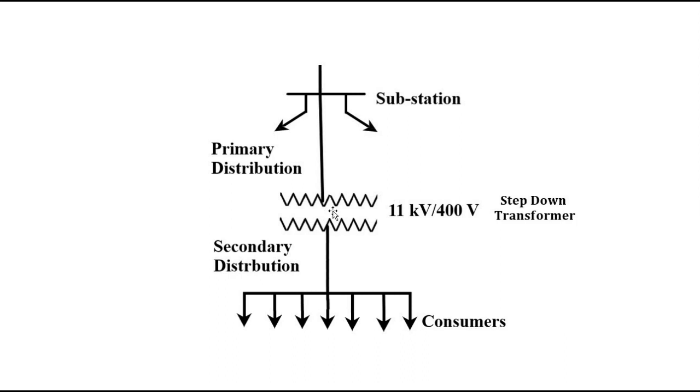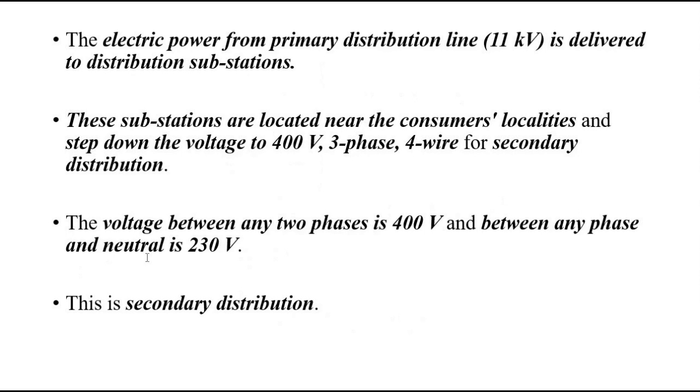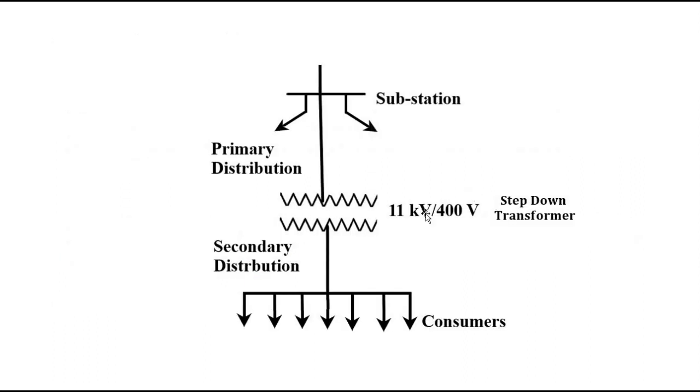Again at another secondary distribution substation, this 11 kilovolt is stepped down to 400 volt, which is the voltage between two phases, and the voltage between a phase and the neutral is equal to 230 volt. This is very important. So this forms the secondary distribution.